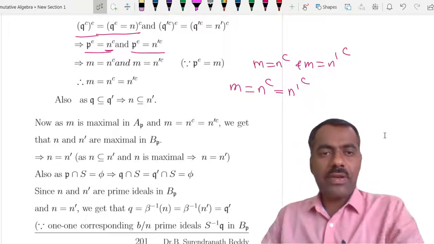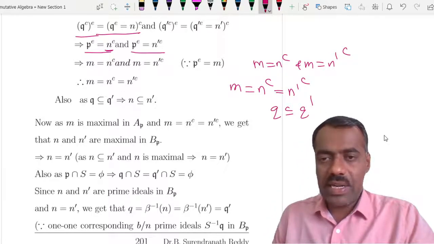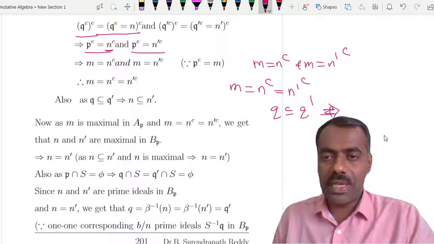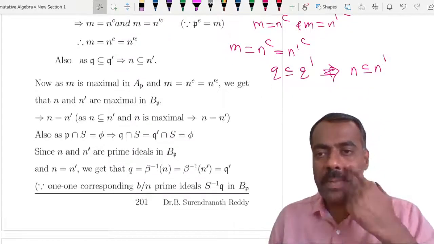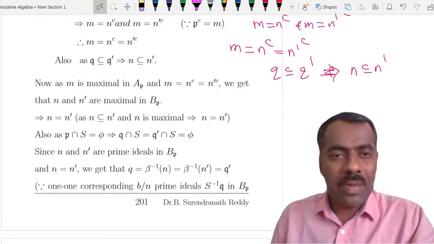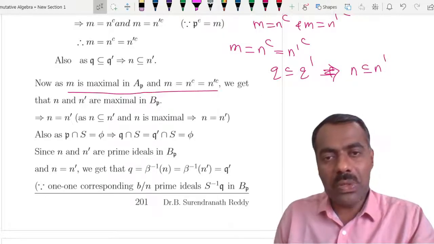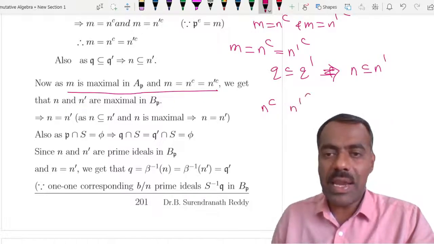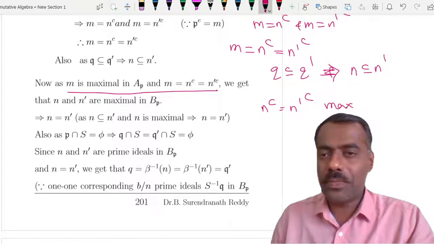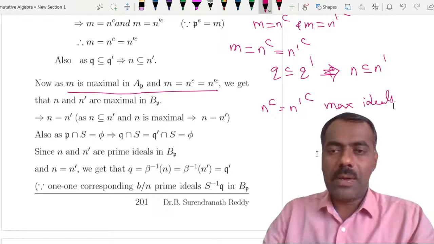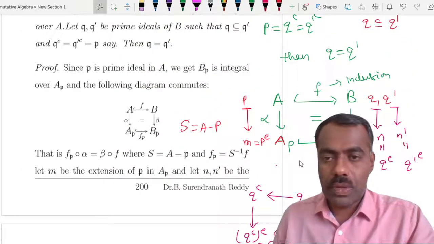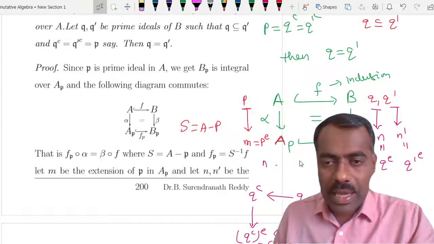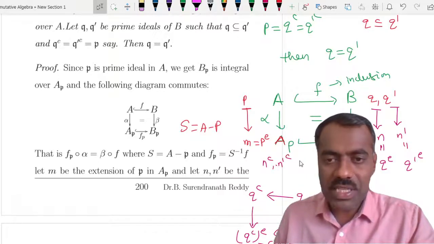Now you can observe that because Q is contained in Q prime, their extensions, n, are contained obviously in n prime. So n and n prime are here. As M is a maximal ideal in A_P and M is equal to this one, therefore what you observe is that n^C and n prime^C are equal. So they are also maximal ideals. Now you are here, and your n^C and n prime^C are actually equal.